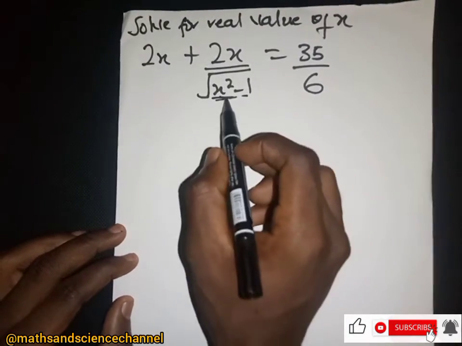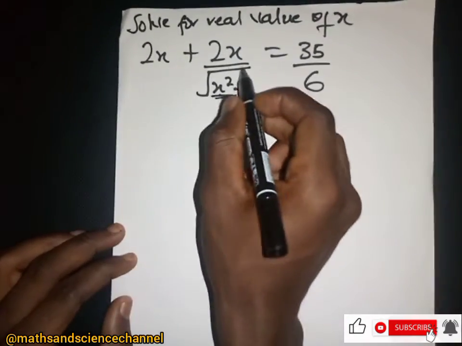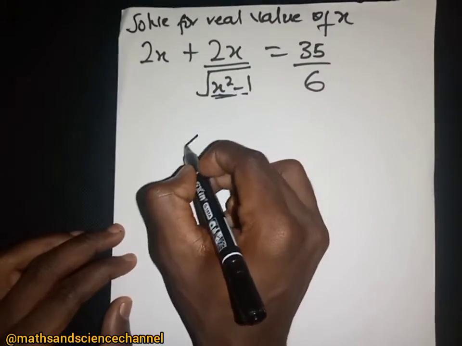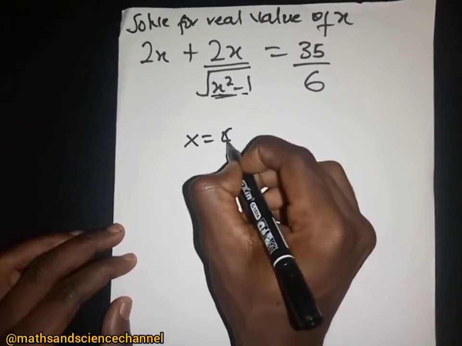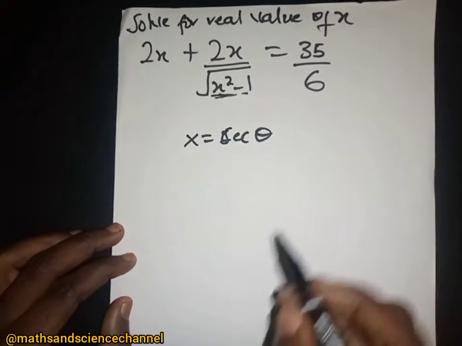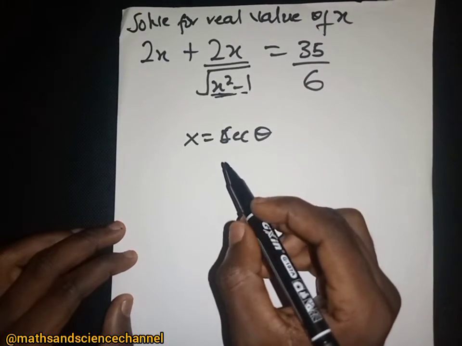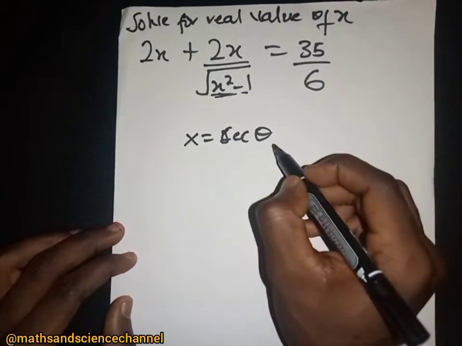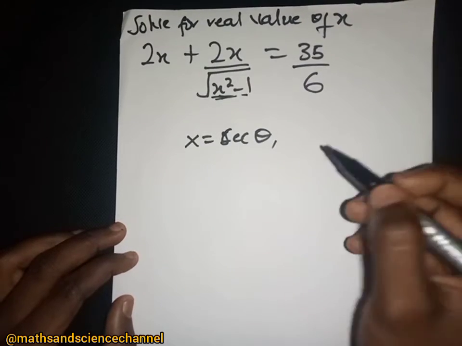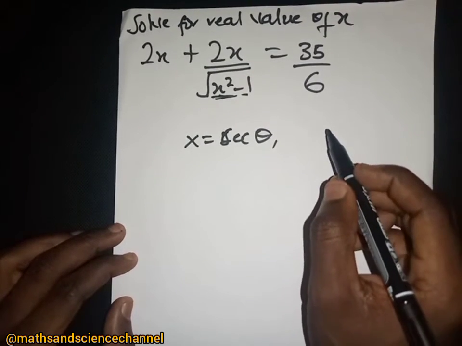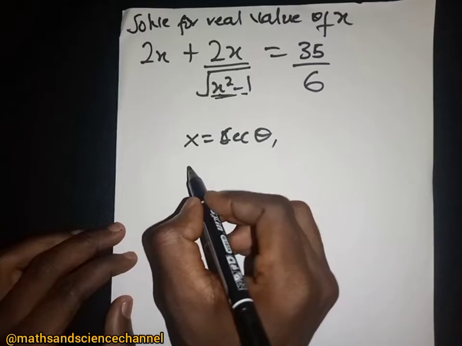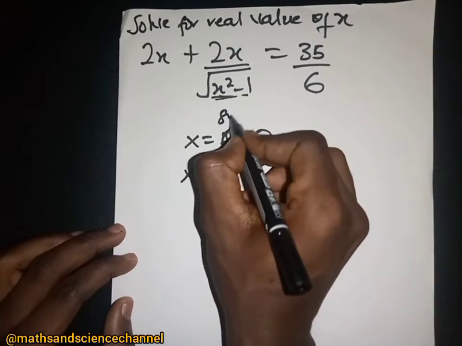So what we are going to do is set x equal to sec theta. Now why sec? The function sec takes values outside of -1 and 1. Now when we square this side, so we have the solution.